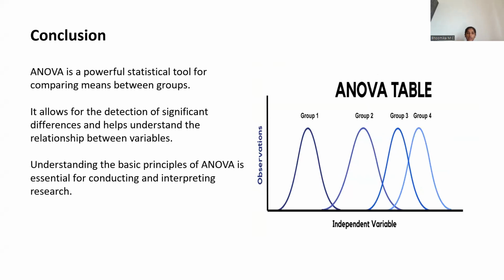We come to the conclusion of this topic. ANOVA is a powerful statistical tool for comparing means between groups. It allows for the detection of significant differences and helps understand the relationship between variables. Understanding the basic principles of ANOVA is essential for conducting and interpreting research.